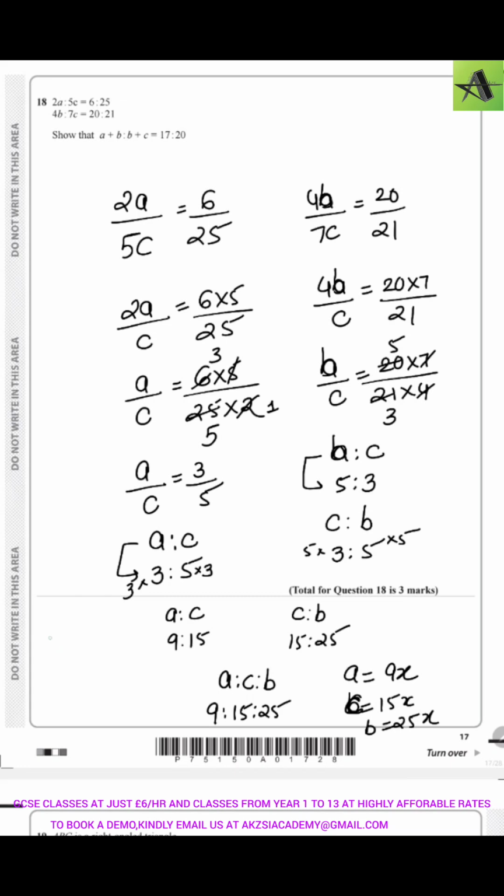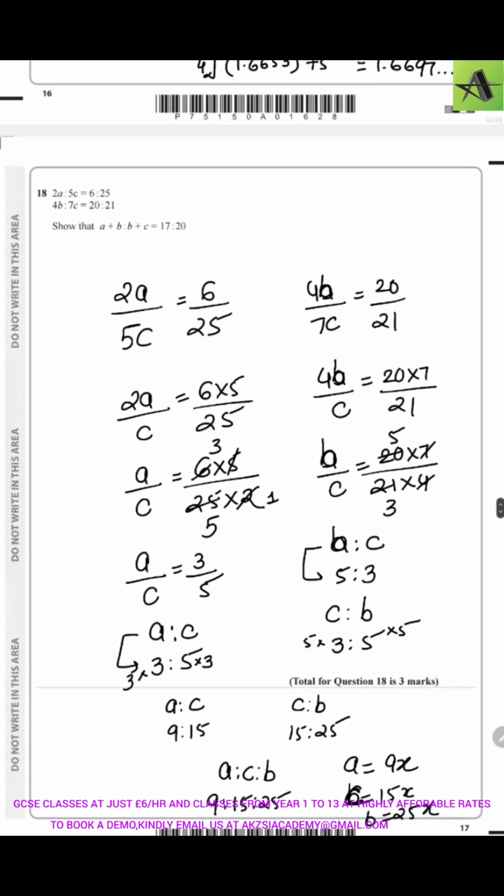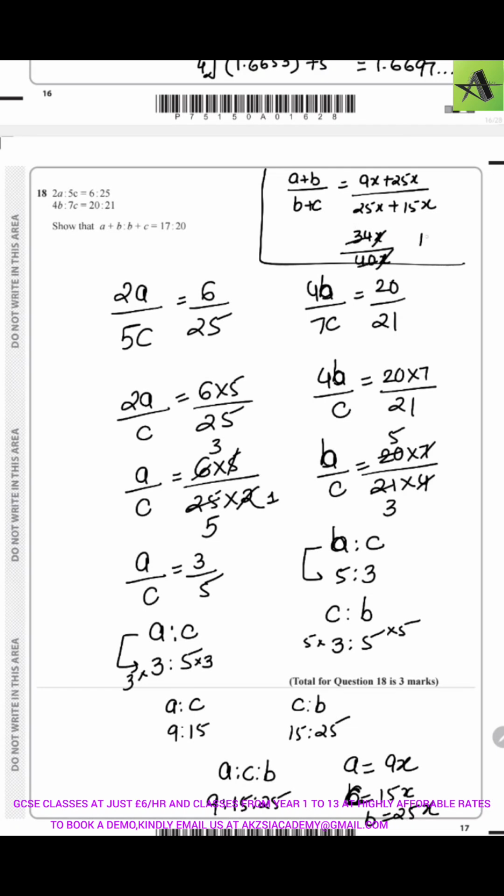So what they're asking us is a plus b over b plus c. A is 9x, b is 25x, 25x plus 15x. This will give you 34x and this will be 40x. X gets cancelled out and this will be 17 over 20, which is 17 ratio 20, and hence we have shown it. So that's how you can calculate it.